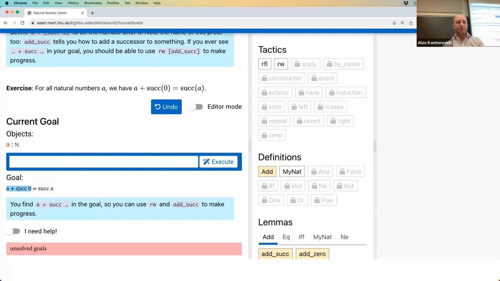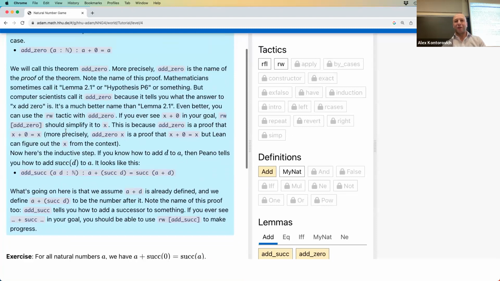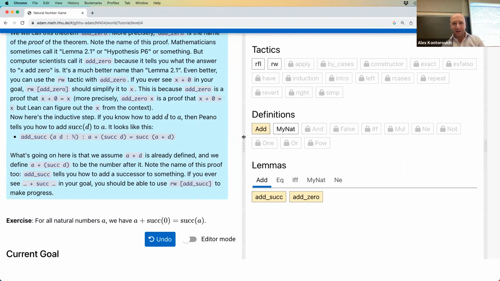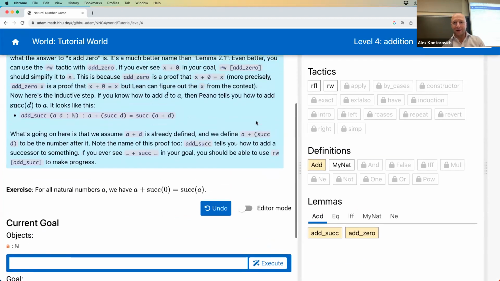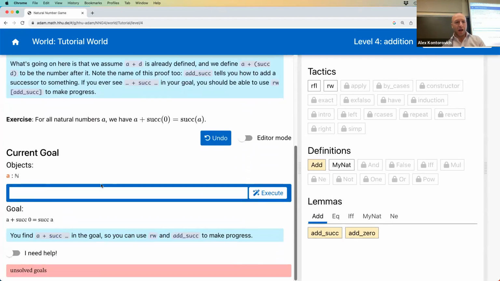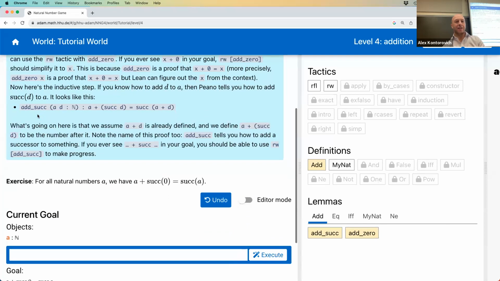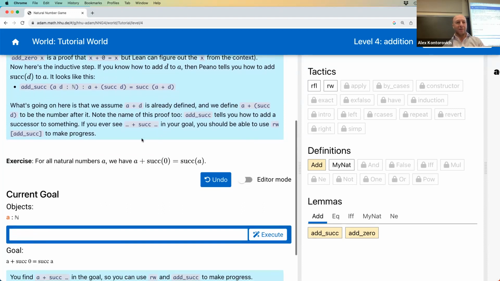Okay. A plus the successor of 0 is equal to the successor of A. Okay. Now, what do we know? So now we need a few more things. We have some lemmas here. Let's see. Oh, there we go. That's better. Okay. So our lemmas are add_succ. What is add? Let's see. It's here. Add_succ is the lemma that says given two numbers, A plus the successor of D is equal to the successor of A plus D. Okay, so that's a lemma that we have access to.